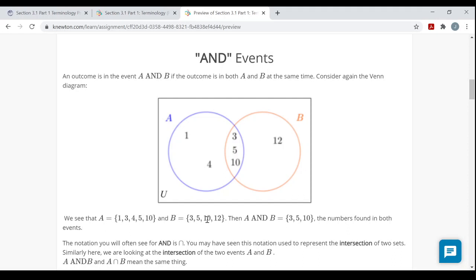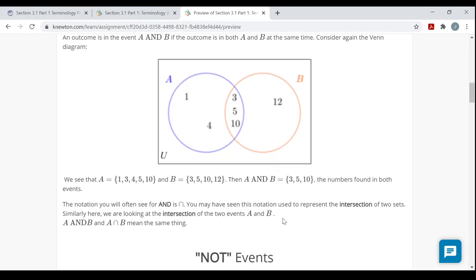B is the event with 3, 5, 10, and 12 in it. A and B is just like I said, the event with 3, 5, and 10 in it, because those are the only ones that are in both A and B at the same time.